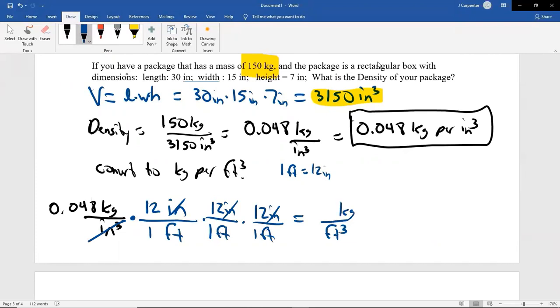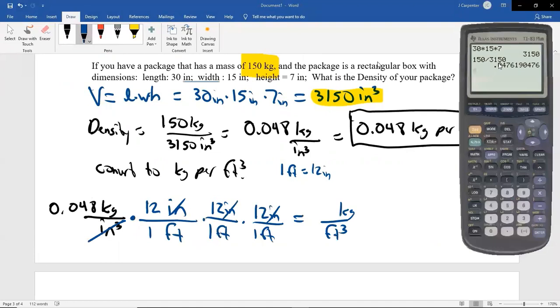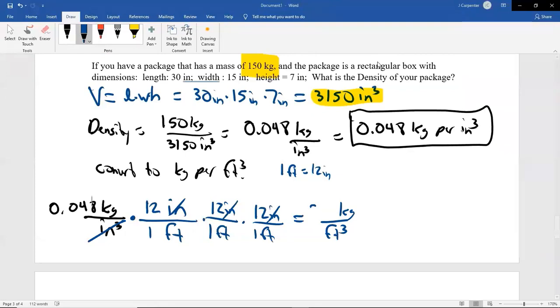And we just have to know what is that 0.048 times 12 times 12 times 12. In fact, I'm not even going to use the 0.048. I'm going to use the number before I rounded it. So I'm going to take the exact answer my calculator has here and just multiply it by 12, and then by 12 again, and by 12 again. And rounding to, let's just do this at 2 decimal places, it would be 82.29. So 82.29 kilograms per cubic foot.